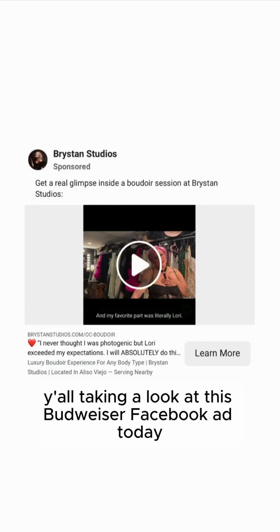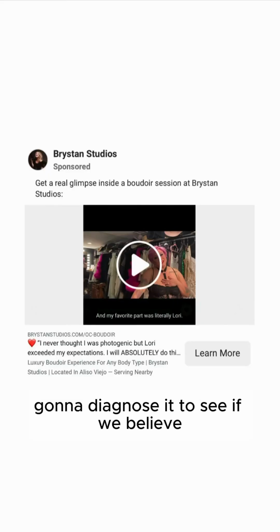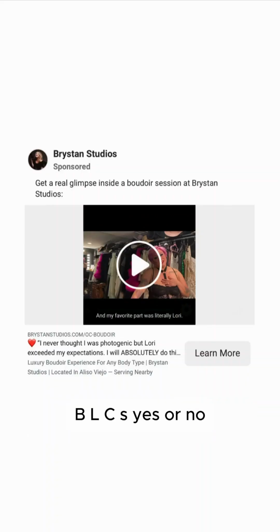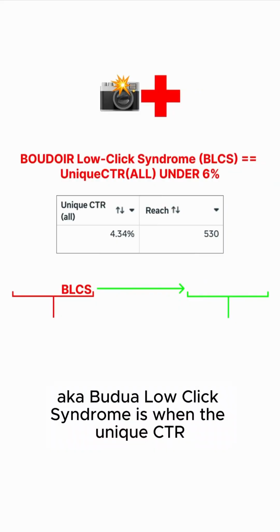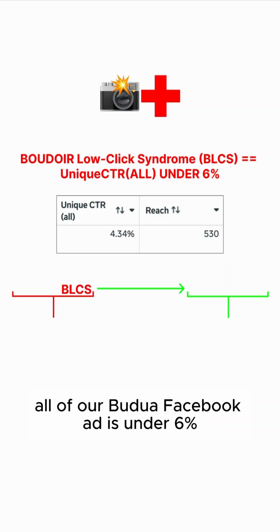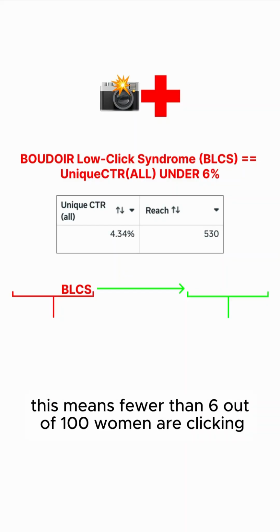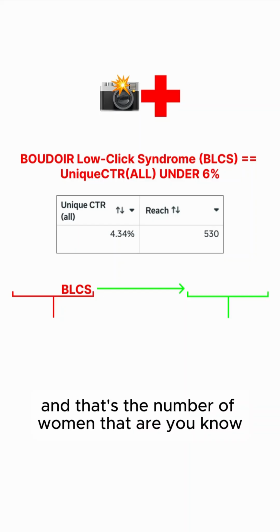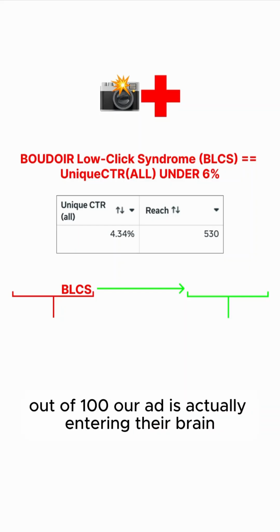All right, y'all. We're taking a look at this Boudoir Facebook ad today. Going to diagnose if we believe it has Boudoir low click syndrome, BLCS, yes or no. AKA Boudoir low click syndrome is when the unique CTR of our Boudoir Facebook ad is under 6%. This means fewer than 6 out of 100 women are clicking somewhere on our Boudoir Facebook ad. And that's the number of women out of 100 that our ad is actually entering their brain.